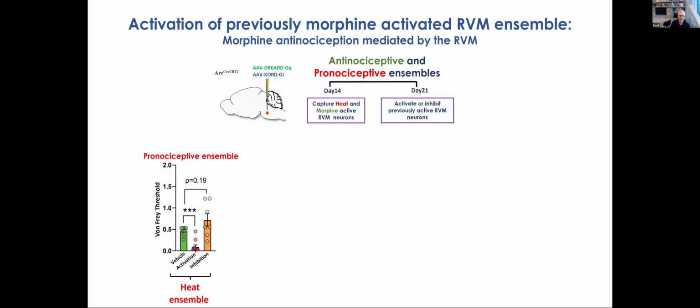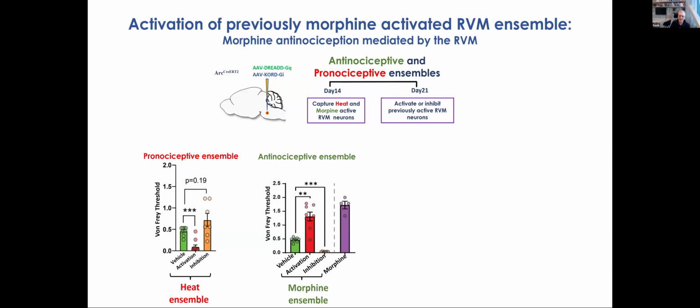And when we did that for heat, we found that activation of neurons that had become active previously by heat in the RVM, activation of only the neurons in the RVM now, leads to a marked drop in von Frey thresholds. However, inhibition didn't do much, suggesting that these pronociceptive ensembles in the RVM that are activated upon heat are not continuously active. They just become active during the application of pain.